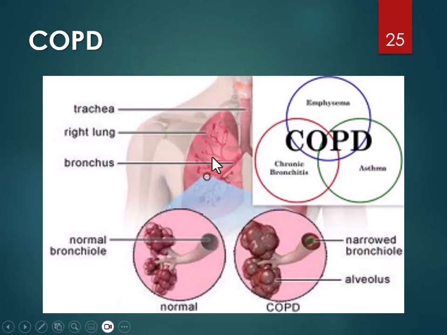Sometimes they're grouped together as COPD, chronic obstructive pulmonary diseases, but no matter what you call them, the whole purpose or the way to treat them is to try to improve ventilation by various medications, etc.